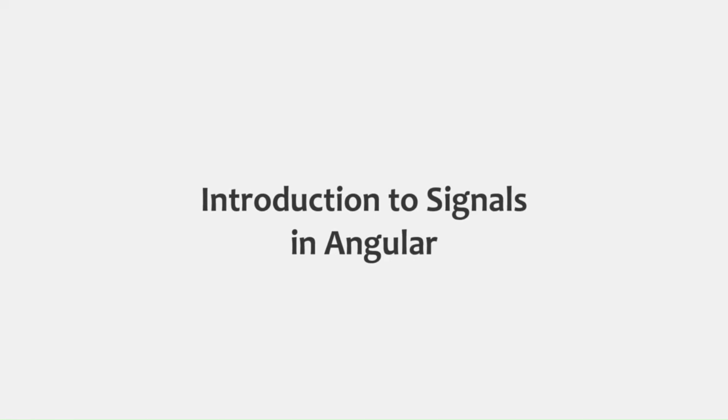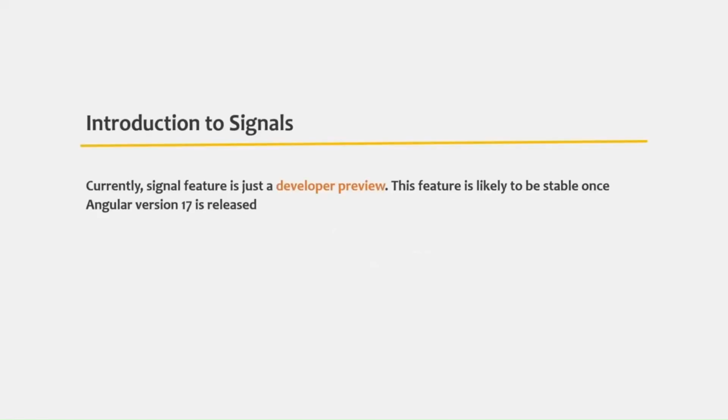Now, in this lecture, let's try to understand what a signal is and the reason Angular has introduced signals. So at the moment, by the time I'm recording this video, signals have been introduced only as a developer preview. This feature is likely to be stable once Angular version 17 is released, but at the moment, it's just a developer preview. That simply means that both the syntax and the feature set around signals are likely to change. It is also already clear that most signal related features will be added in future versions of Angular, and patterns and best practices around signals are still to evolve.